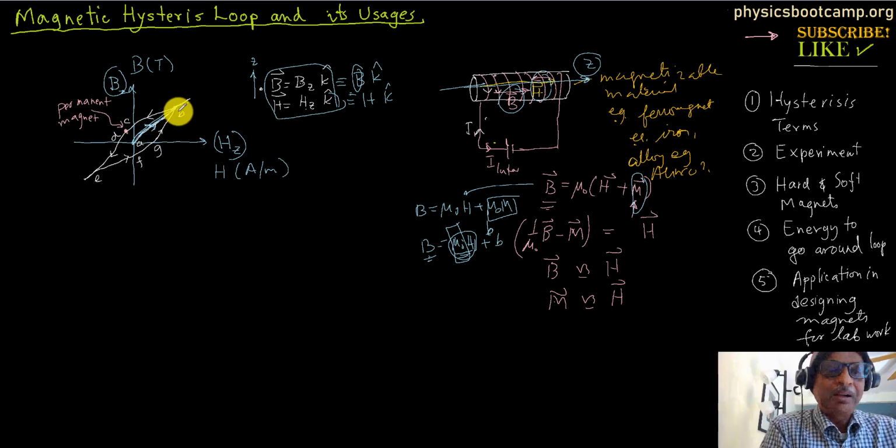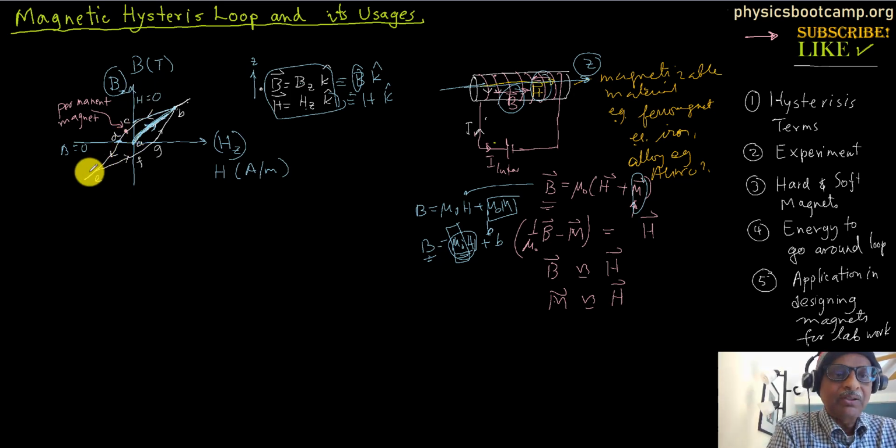Okay, and then if I switch the direction of the current, it doesn't come back along the original path it went on. It actually goes to point C where the current is 0, and yet B is not 0, and it continues, and then the current is maximum, but the B is 0. So this is the B equal to 0 line, and this is the H equal to 0 line.